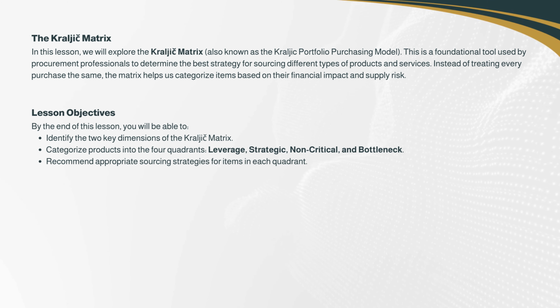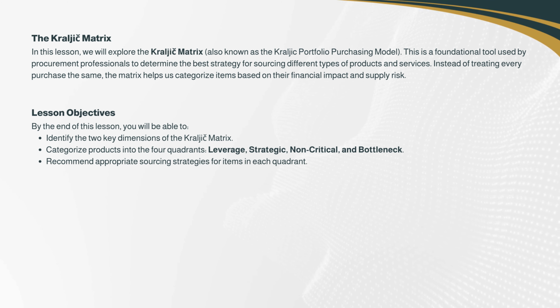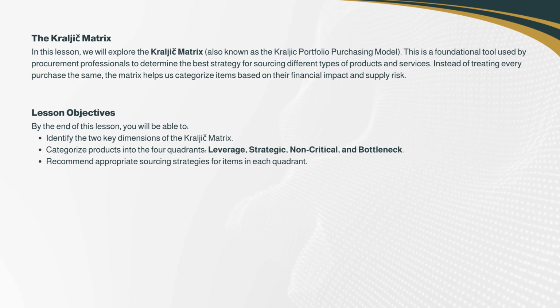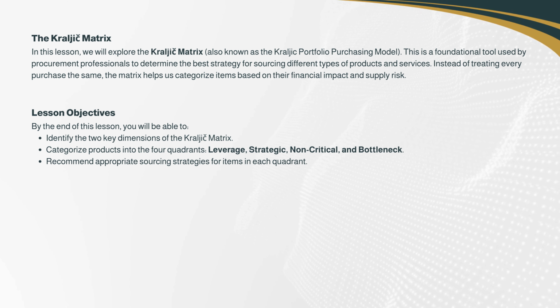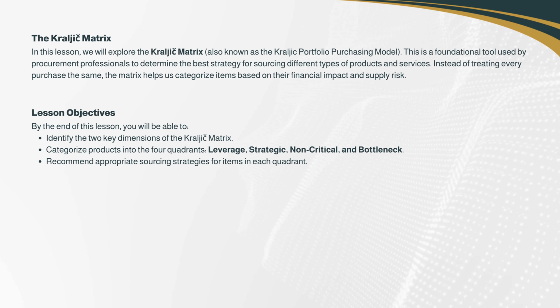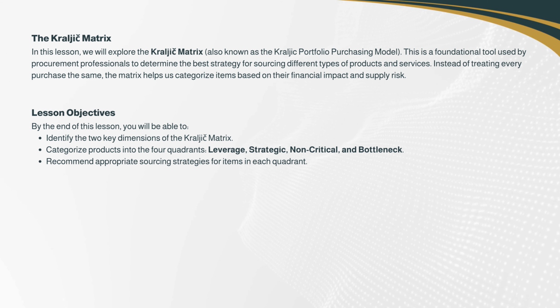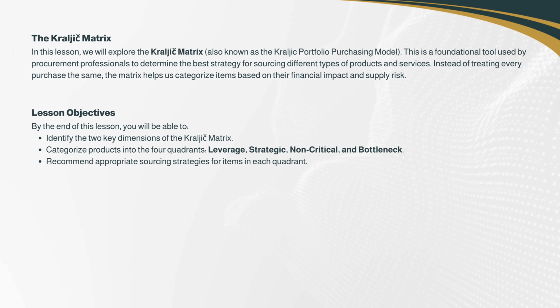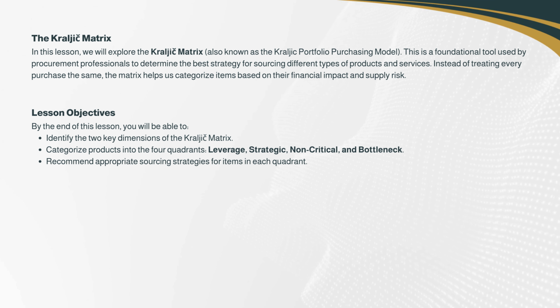By the end of this lesson, you will be able to identify the two key dimensions of the Kraljič Matrix. Categorize products into the 4 quadrants: leverage, strategic, non-critical, and bottleneck. Recommend appropriate sourcing strategies for items in each quadrant.